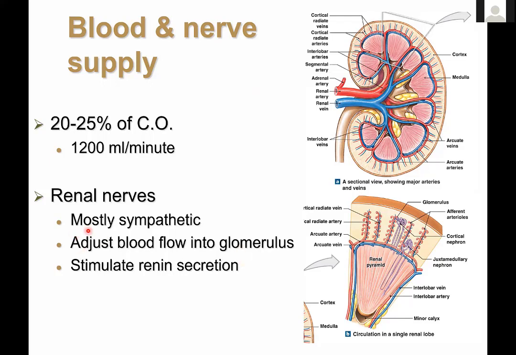The nerve supply to the kidneys, interestingly, is mostly sympathetic, which isn't to say that they don't receive parasympathetic innervation as well.